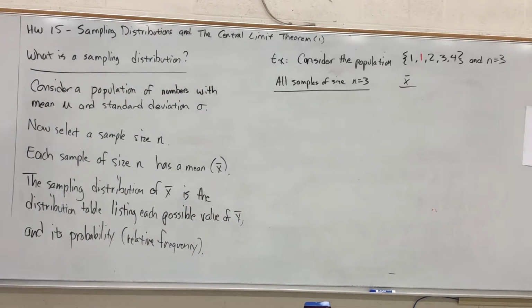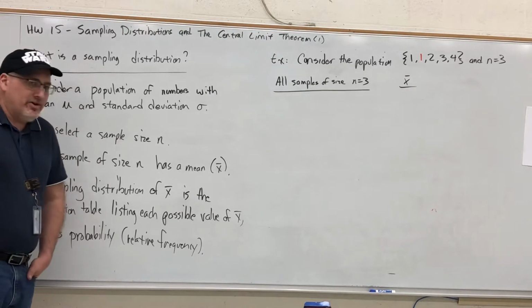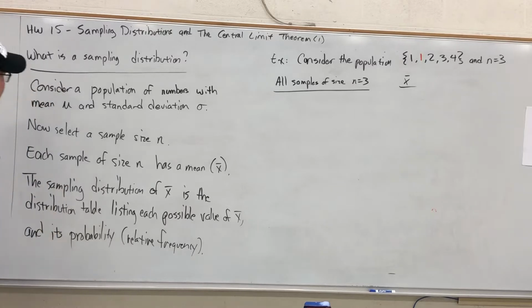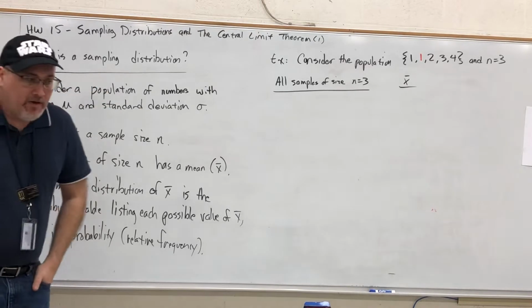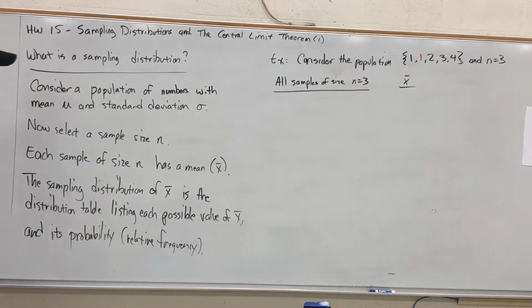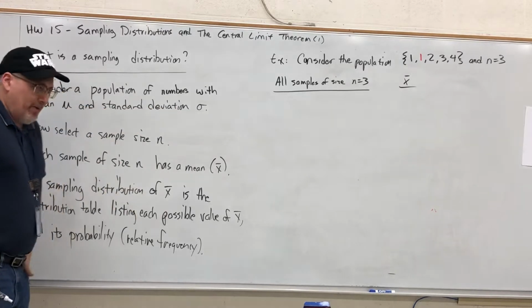So what's a sampling distribution? Well, let me set it up and then we'll take a look at a specific example. And in the next video, I'll show you that things aren't nearly as chaotic as they may seem. Let's consider a population of numbers. In the next series of videos, we'll consider a population of qualitative values, things that aren't numbers. Well, let's consider a population of numbers with a mean mu and a standard deviation of sigma.